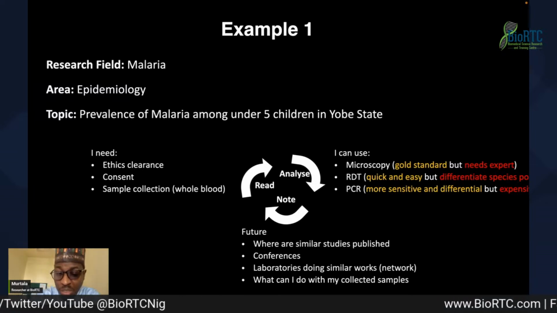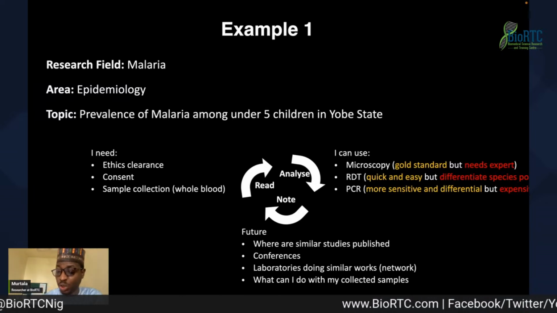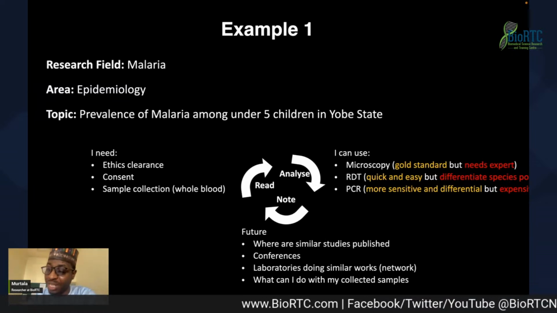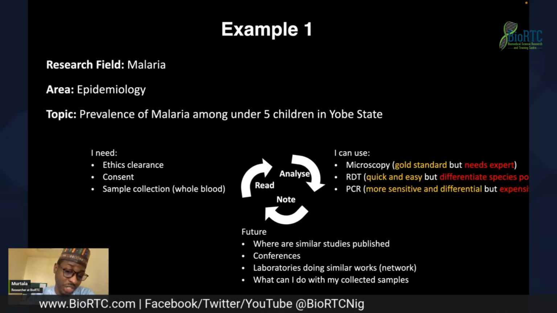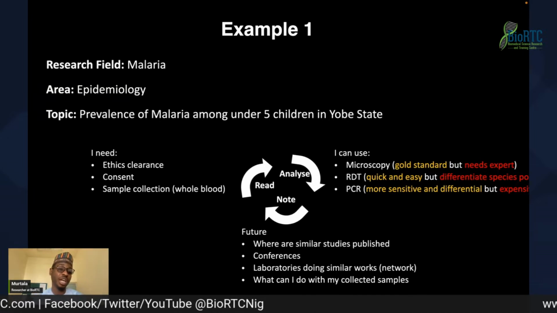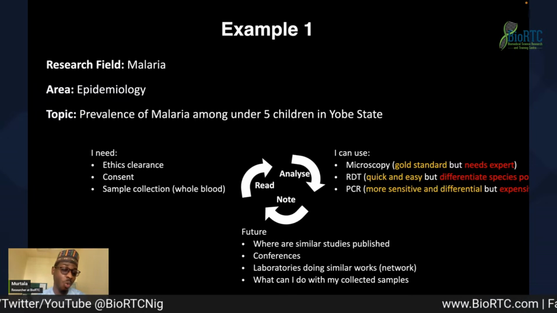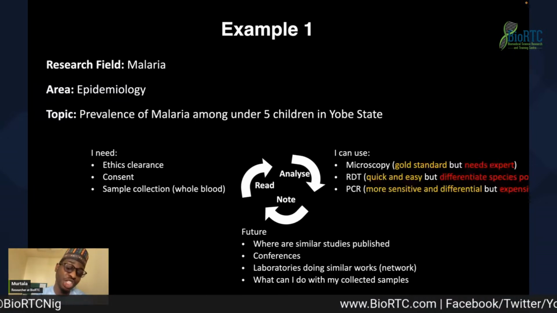What laboratories are doing similar work? This is something that you should already be planning. If you are doing your master's or PhD now, you should already be planning your future collaborations, because when you finish and become an independent scientist, one thing that will propel you forward is establishing good networks.